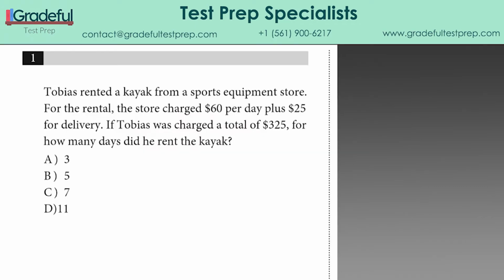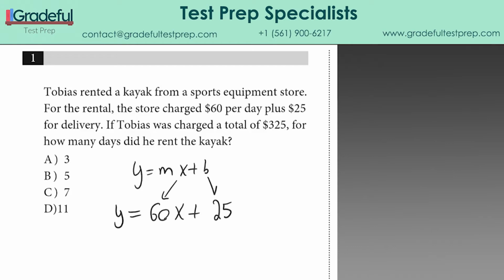Question 1 is a very straightforward linear equation word problem. So it's coming from a y equals mx plus b. We're being told that to get the kayak, he had to pay $25, plus he had to pay $60 for every day that he had the kayak. So this is our basic linear y equals mx plus b equation for this situation, and he was charged a total of $325. So this equation, if you can think of it as starting at 25 and increasing at a slope of 60, it arrives at a final height of 325.